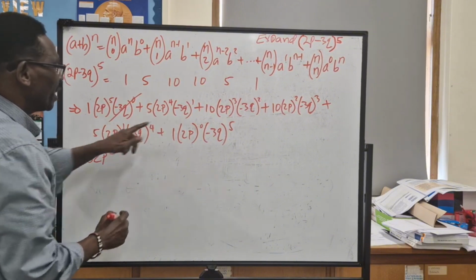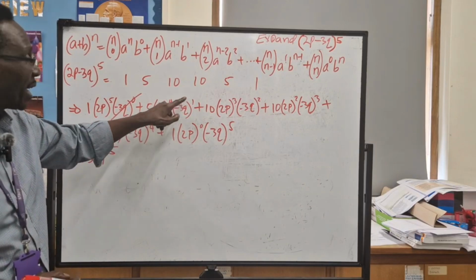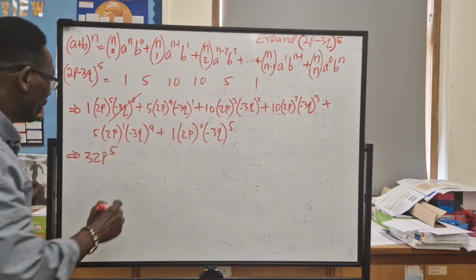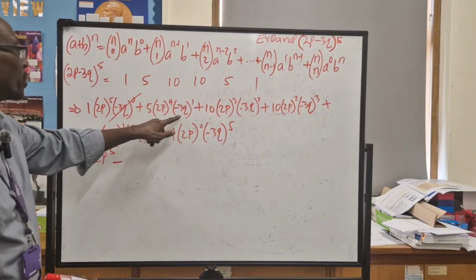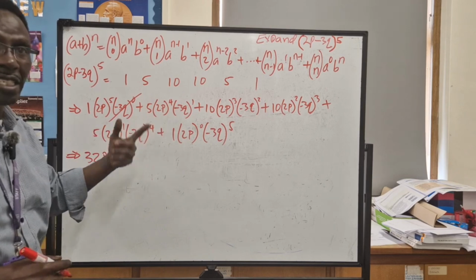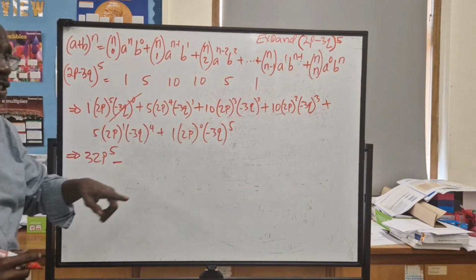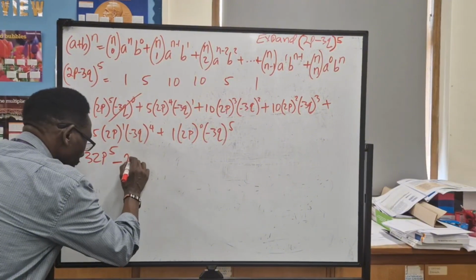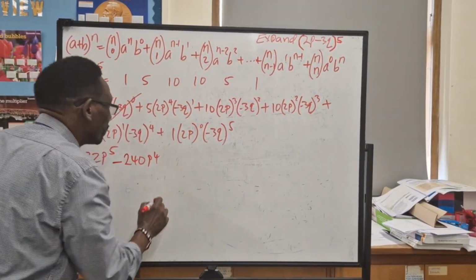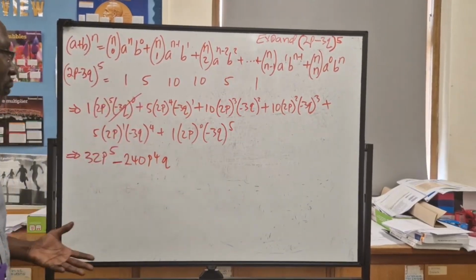Now the next term. First, we need to check the negative sign here. Because the power is odd, the whole term has a negative sign. So it's minus. 2 to the power 4 is 16. 16 times 5 is 80, multiplied by 3 is 240. And then we've got p to the power 4, and then q to the power 1, which is just q.